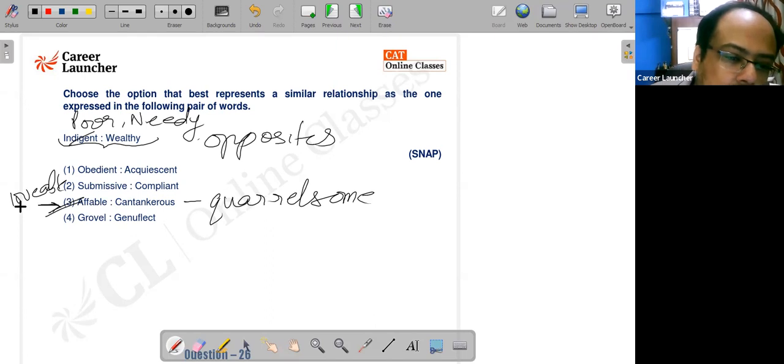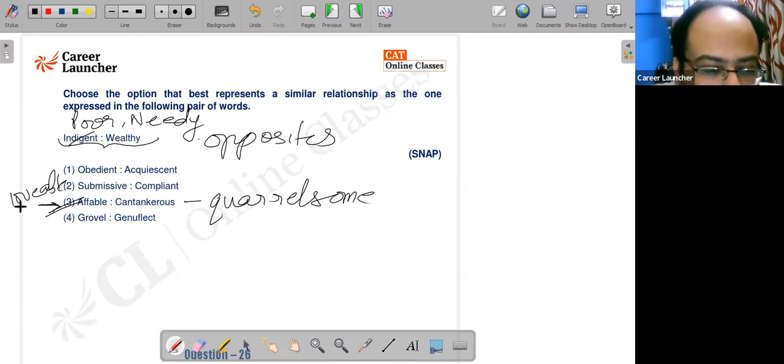Affable is a positive word. Cantankerous is a negative word. Affable is something that is likable, something that is lovable. Cantankerous is quarrelsome.